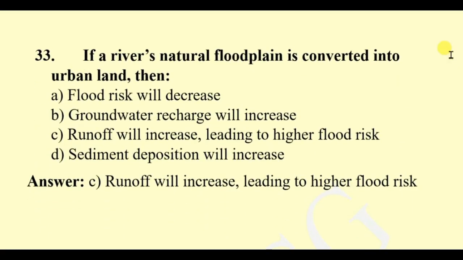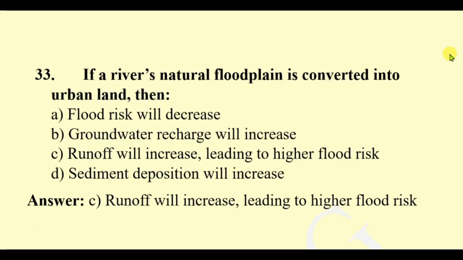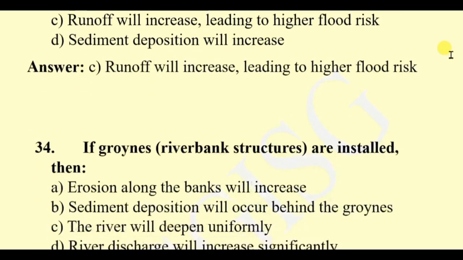Question 33. If a river's natural floodplain is converted into urban land, then flood risk will decrease, groundwater storage will increase, runoff will increase leading to higher flood risk, sediment deposition will increase. Of course, the runoff will increase due to less infiltration because of the cemented surface of the urban area, leading to high flood risk.